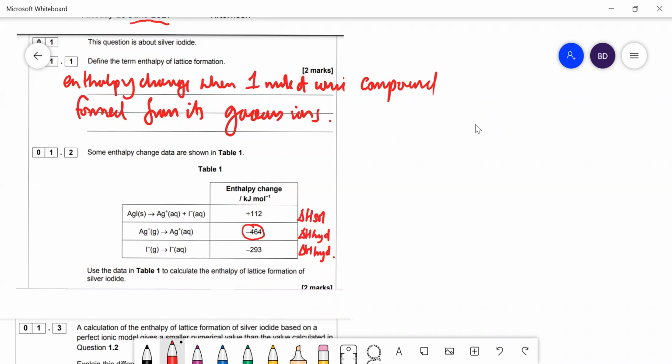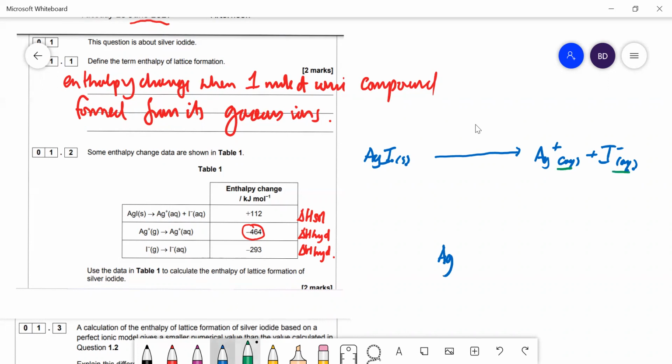Okay, so we need to work out lattice enthalpy. So we need to use this Hess's law cycle. So we've got AgI solid going to Ag+ aqueous and I- aqueous. That's what they tell us there. That's the enthalpy of solution. If we put down here the gaseous ions, okay, so here we've got the ions in aqueous solution. Here we're going to have the ions as gases. Ag+ gas and I- gas.